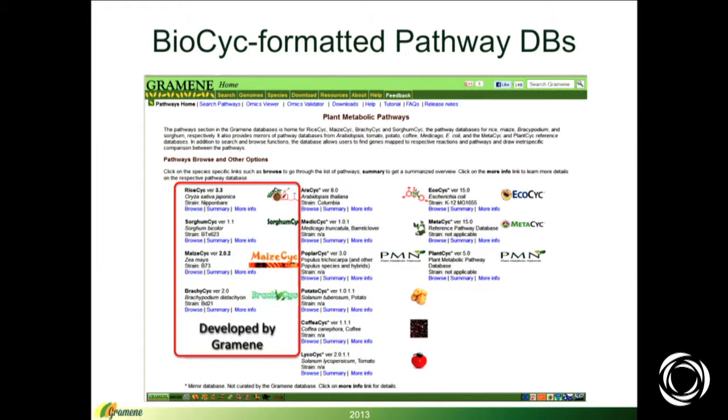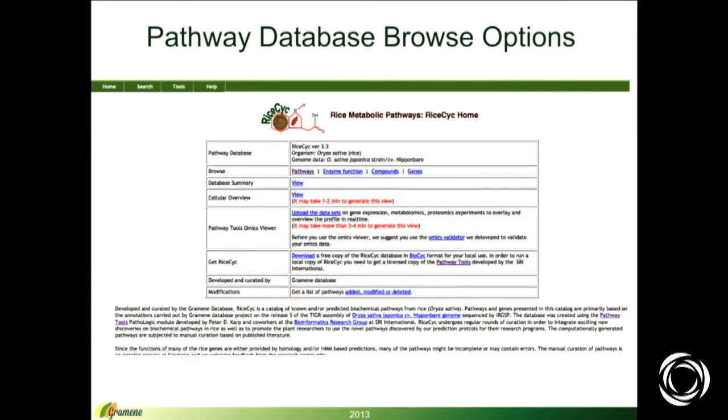For BioCyc, we have Gramene-developed pathway databases for four species: rice, sorghum, maize, and Brachypodium. These were done with the Pathway Tools software provided by SRI. We also have mirrors for six more databases, including six more species, such as potato, tomato, coffee, and Arabidopsis, and some major plant reference genome databases. This is the overview of one of the home pages, for rice in this case. Here you can either use Gramene directly, or you can download the entire database and work with it on the desktop, and that allows you a few more features.